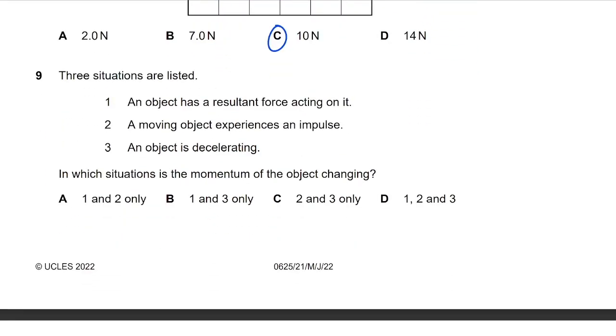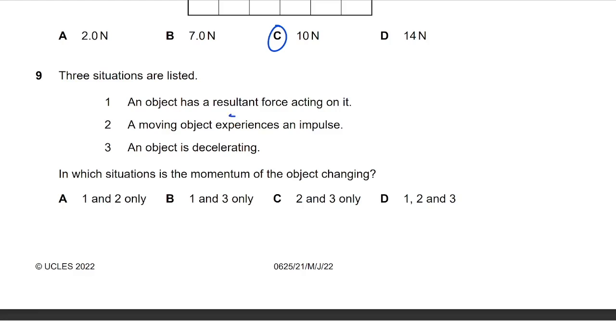Number 9, it says 3 situations are listed. Number 1, an object has a resultant force acting on it. Number 2, a moving object experiences an impulse. Impulse is just a force applied over time. Number 3, it says an object is decelerating. In which situations is the momentum of the object changing? Okay, so here you can see they all are actually, look, an object has a resultant force.